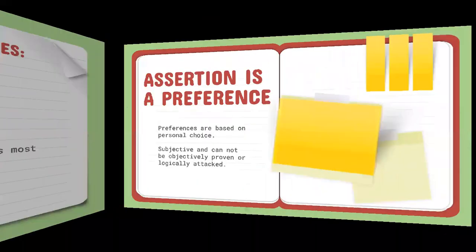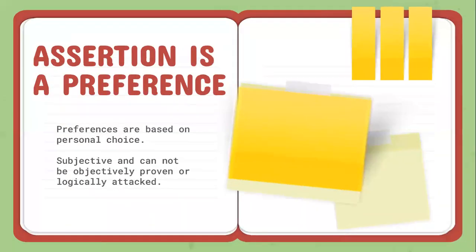Now, moving on to our last part, the fourth type of assertion, it is the assertion of preference. Our preferences are based on personal choice, subjective, and cannot be objectively proven or logically attacked.